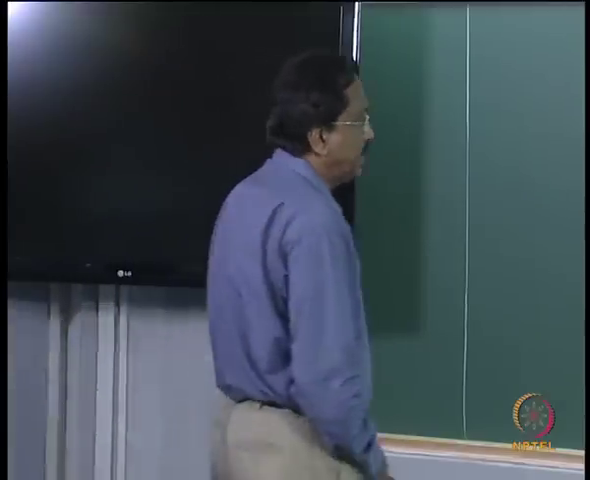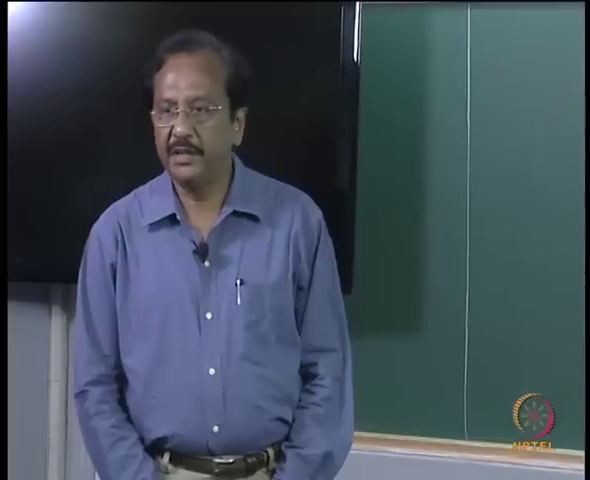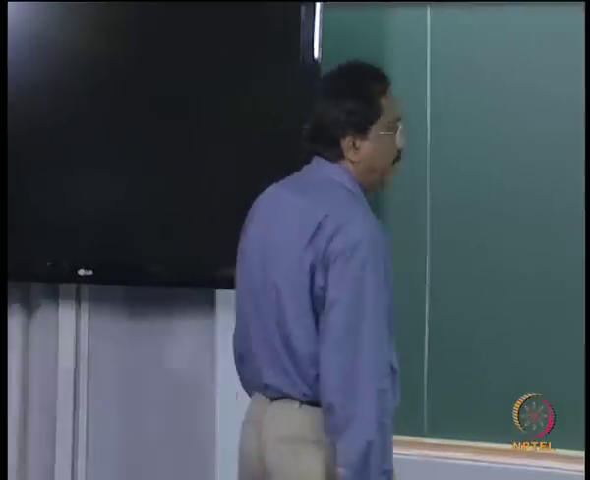When I do that, the power between any two orthogonals in transitional waters will be n into b into E into C, so only b will come into picture. So, you know about this, that in deep waters what happens to sinh kd, and because you know n is given by this, and in deep waters the power P naught will become half into B naught into E naught into C naught. Deep water energy, deep water celerity, and the distance between the orthogonals in deep waters.